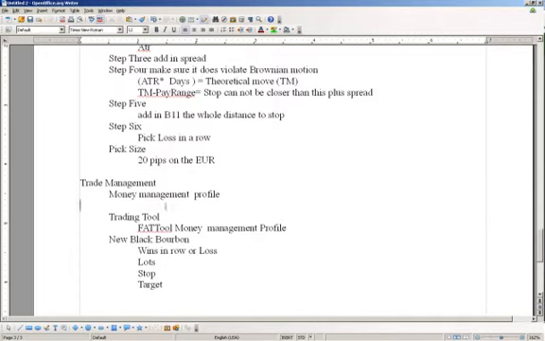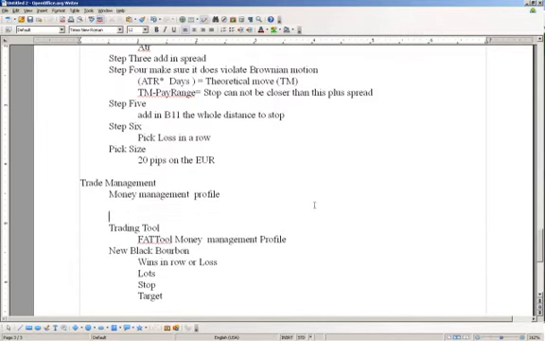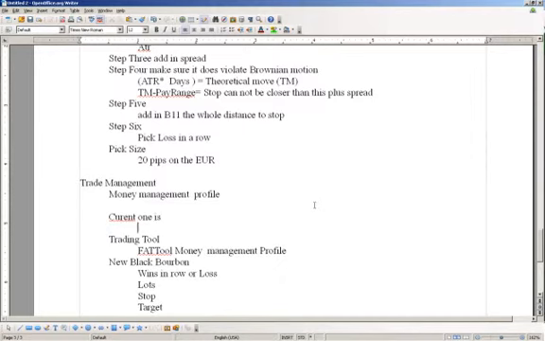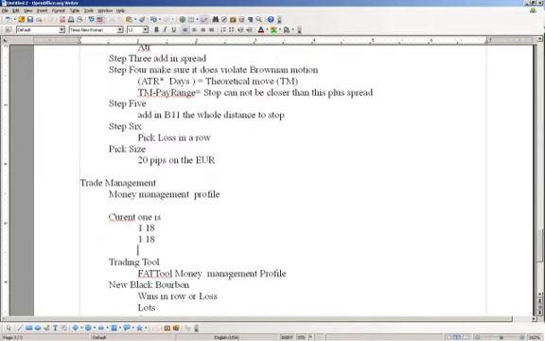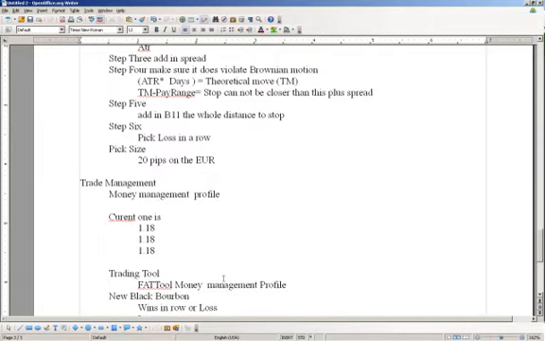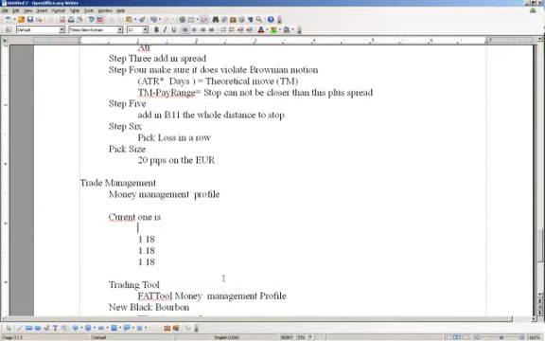So the current money management profile works like this. The current one is 1.18, 1.18, 1.18, four times to the 4th level. The first level is just 1. A level is how many losses in a row. The second one, for the stops, we expand the stops.